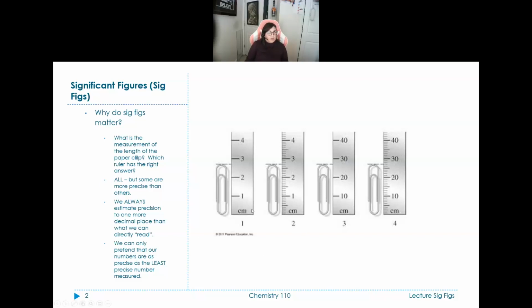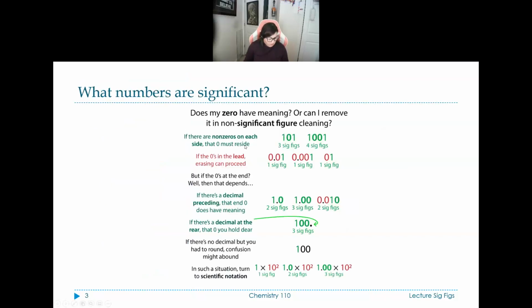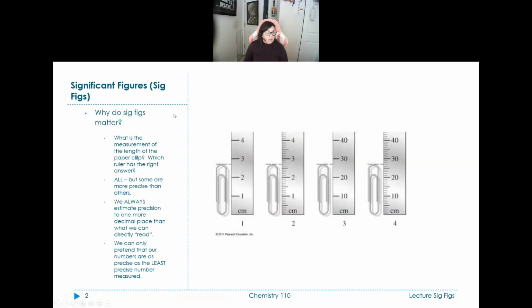So we can look at all of those things, and we can say that we have a knowledge of that number to a specific number of digits. So in this case, ruler number 1, we know that we have 2 sig figs, 3.7. In ruler number 2, we have 3.72, so that's 3 sig figs. This is a more precise number on ruler 2 than it is on ruler 1, and that's what the sig figs imply to us, that we know something with more precision. Okay, so there's that. That's why sig figs matter.